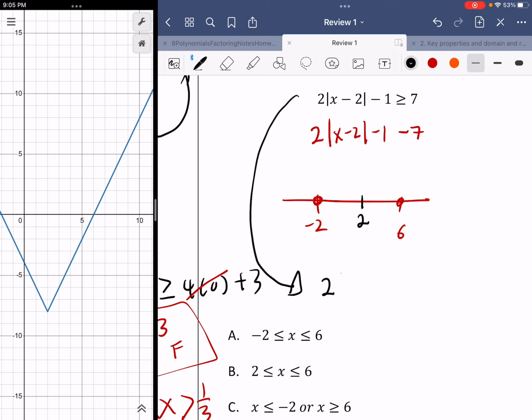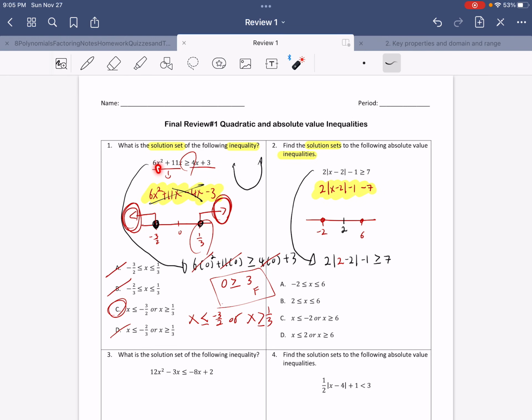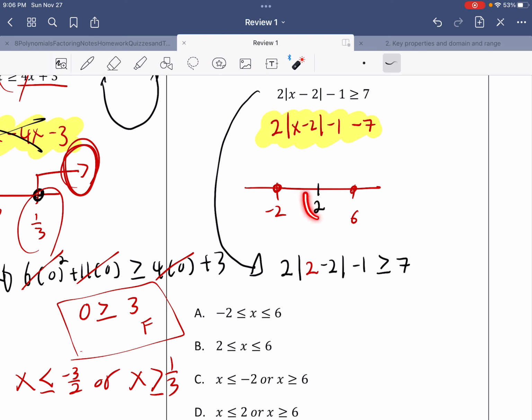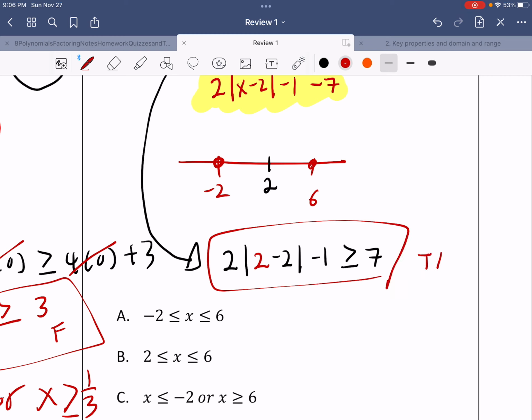So for 2, 2 minus 2 minus 1 is greater than or equal to 7. The common mistake that I always see is people tend to put this one into the decimals, like this one. No, you don't put this one. Always, when you choose one number, you plug it back into the original equation, okay? So put this one into the calculator, like, not menu 3-1, just true false, and you're going to get either true or false, okay?